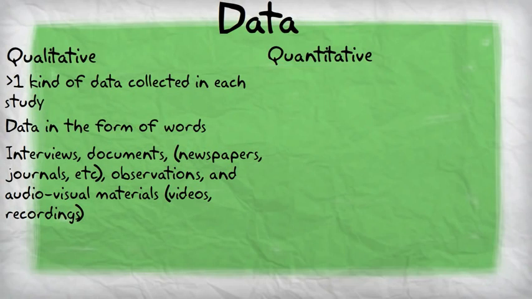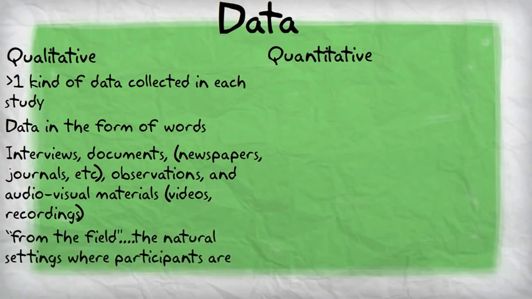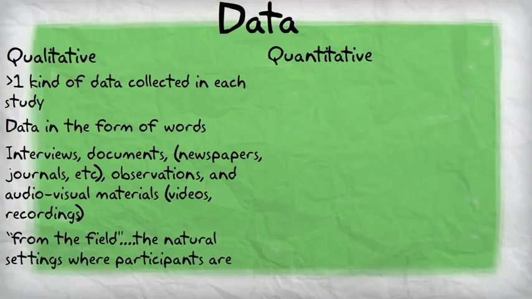All of this data comes from the field, which means the natural settings where participants are. In qualitative research, researchers go into the field and spend a lot of time there interviewing and observing the participants and their environments.